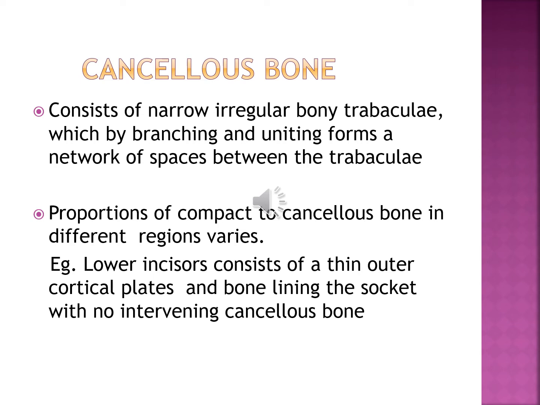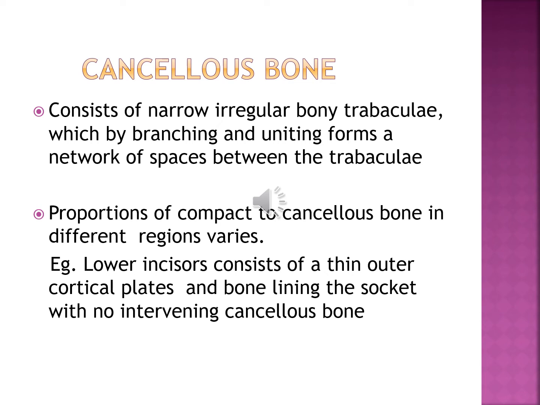Usually we see cancellous bone in between the cortical plates. As I told earlier, cortical plates are quite hard, made of compact bone, but cancellous bone is comparatively less thick because it is punctured with a lot of trabeculae. It is quite porous, so the strength is much lesser compared to compact bone. It consists of narrow, irregular bony trabeculae, which by branching and uniting form a network of spaces between the trabeculae. The proportions of compact to cancellous bone in different regions vary.